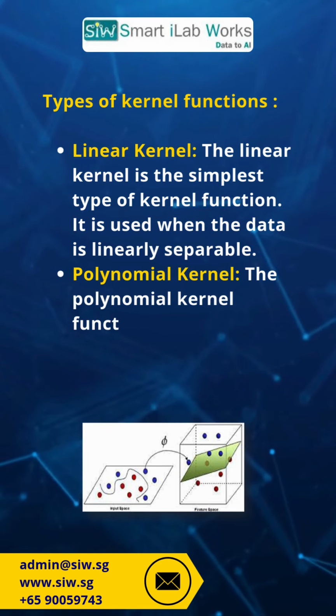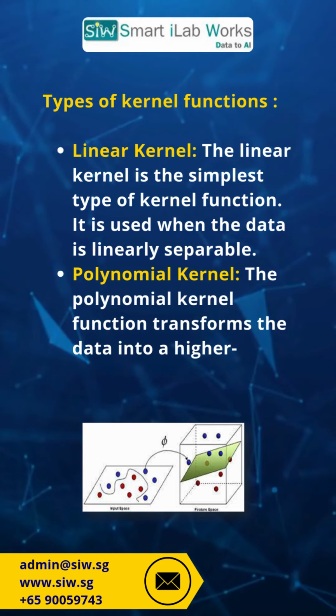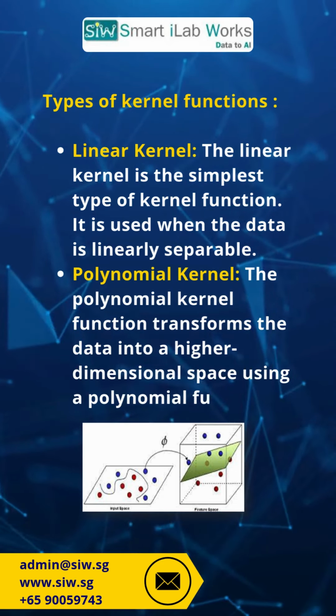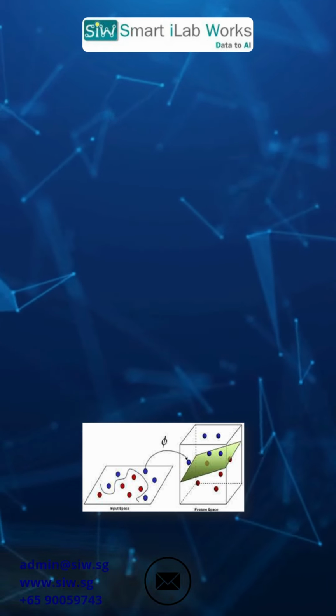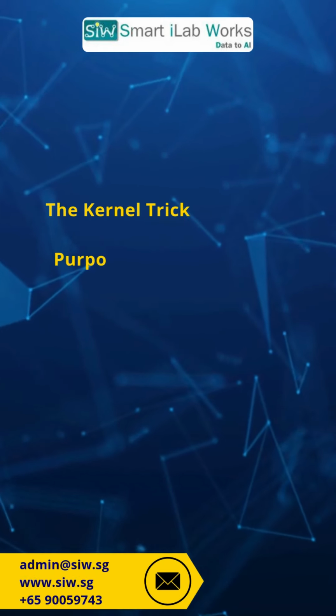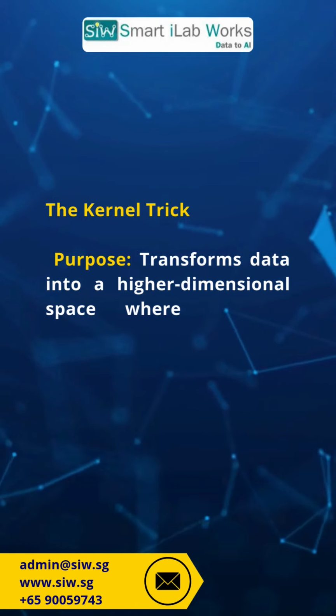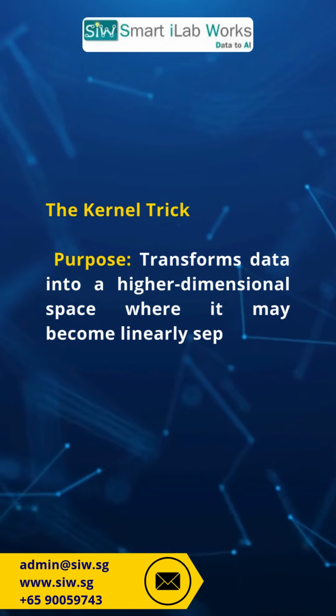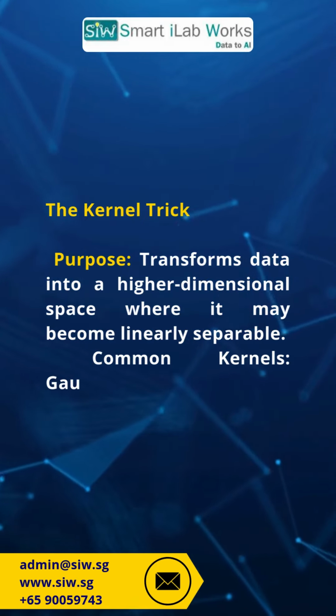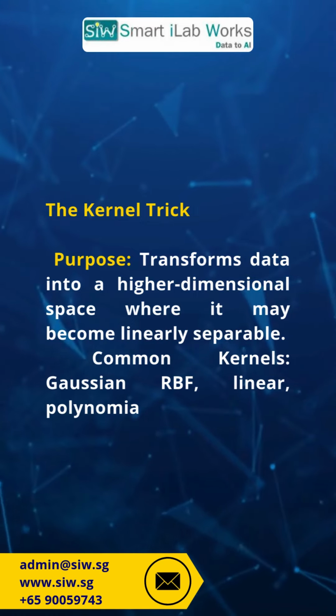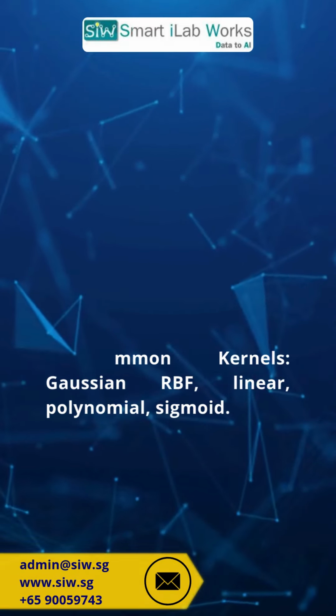Polynomial kernel transforms data into a higher dimensional space using a polynomial function. The kernel trick transforms data into a higher dimensional space, making it easier to separate with a straight line. Common kernel types include Gaussian RBF, linear, polynomial, and sigmoid.